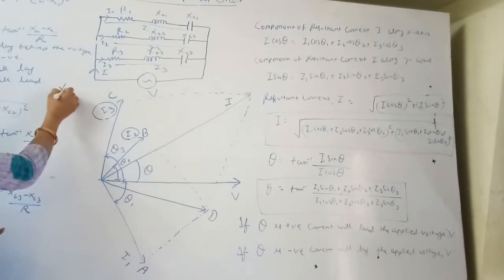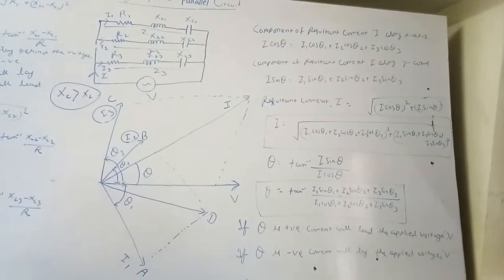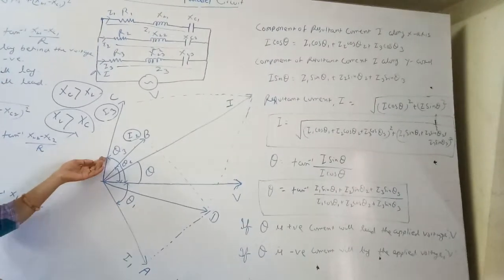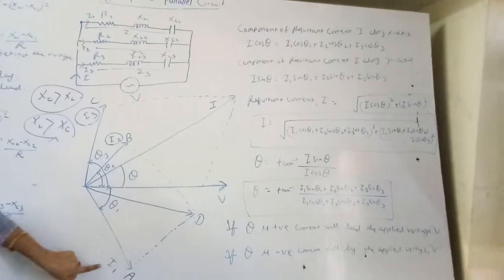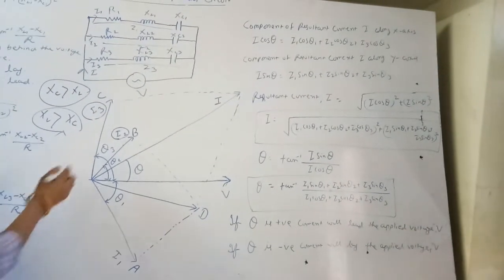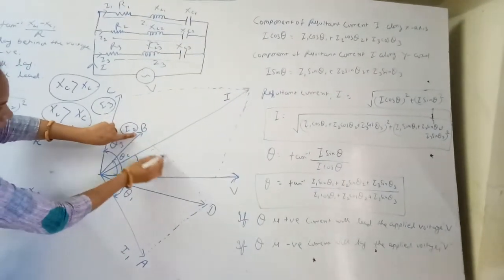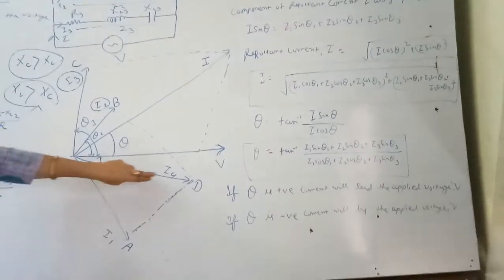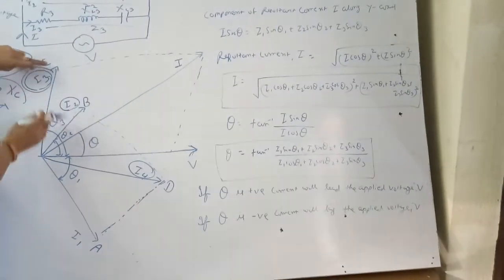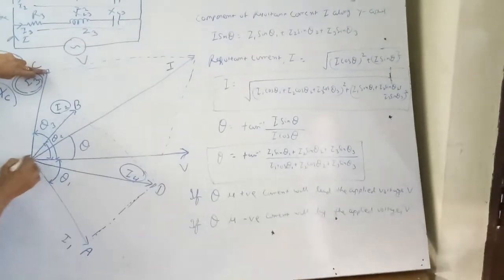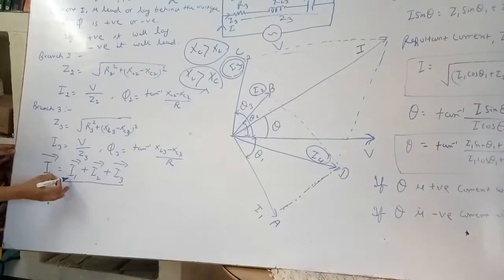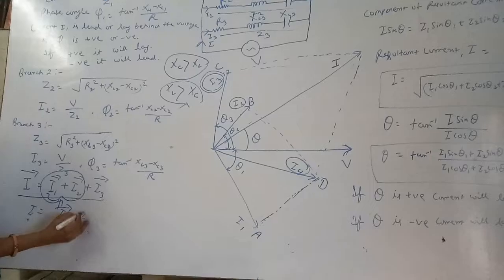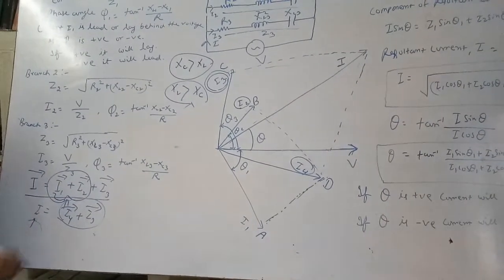If XC is greater than XL, then the current will lead, and if XL is greater than XC, then the current will lag the voltage. So I am assuming that I3 and I2 are leading V and I1 is lagging V. First of all, I take the resultant of I1 and I2 and call it I4. Then the resultant of I4 and I3 will be I, so I becomes I4 plus I3.